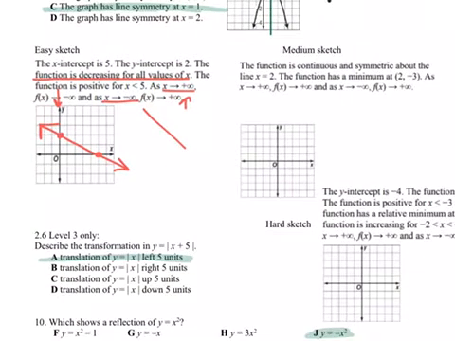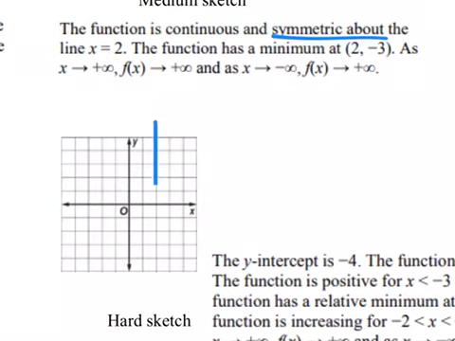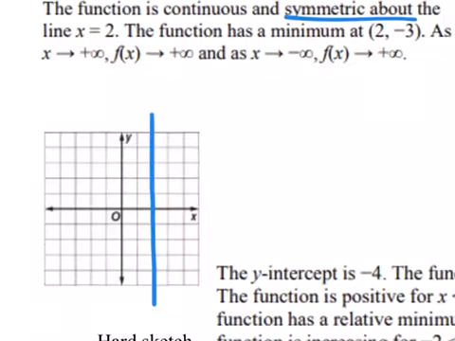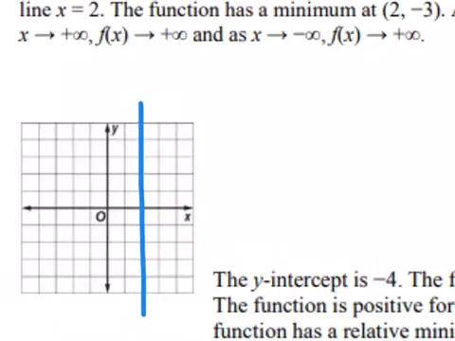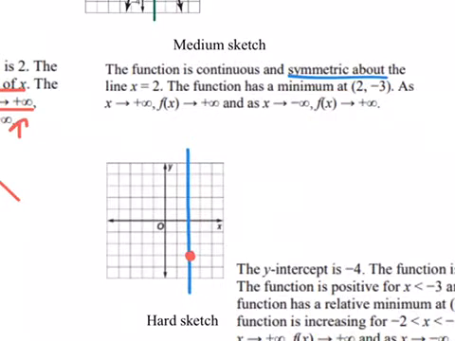Here's a medium difficulty sketch. The function is continuous and symmetric. The symmetric part's important. So we're going to be symmetrical about the line x is equal to 2. It says the function has a minimum at (2, -3). All right, and then it tells us as you head to the right, you're pointing up.